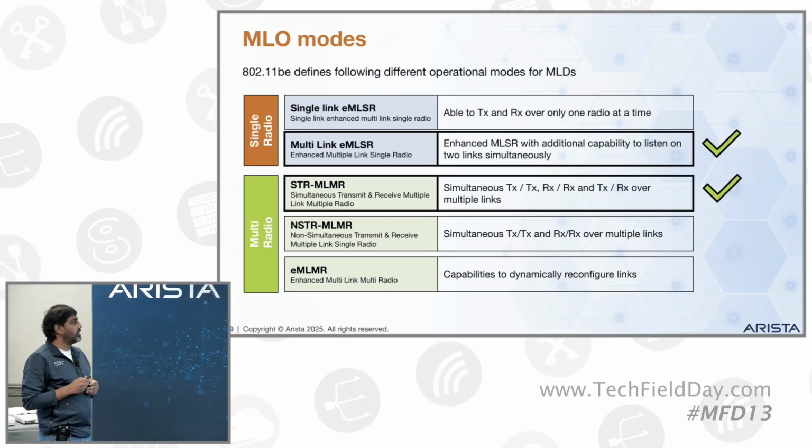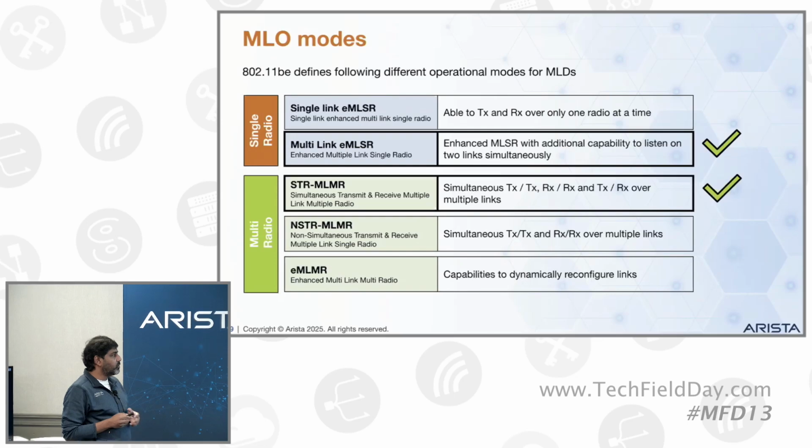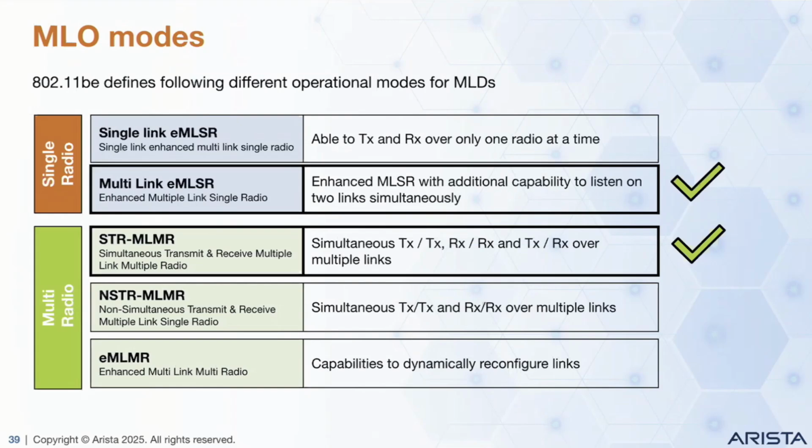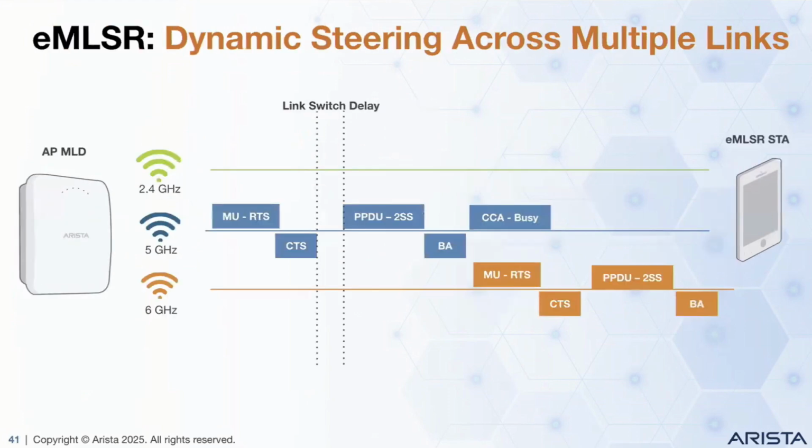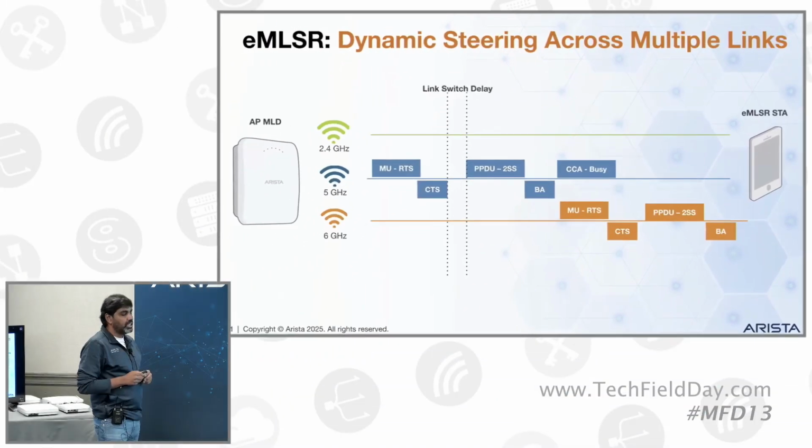We have seen this slide multiple times. There are two radio solutions, single radio and multiple radio solution. But what really matters down to the client is EMLSR and STR-MLMR. These are the two modes available at the client side. So what is STR-MLMR, and what benefit is it bringing to the table? It gives us the aggregation benefit, where we can do concurrent TX, RX over multiple links. In the case of EMLSR, it brings us the steering benefits across multiple links.